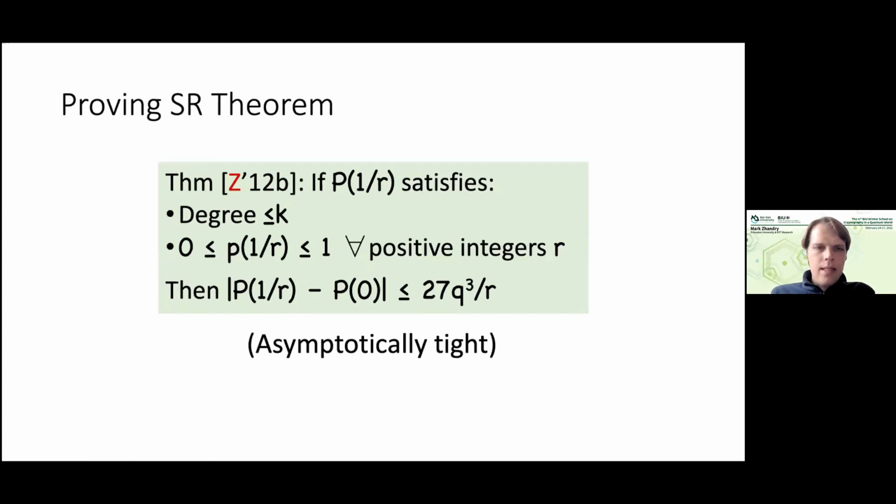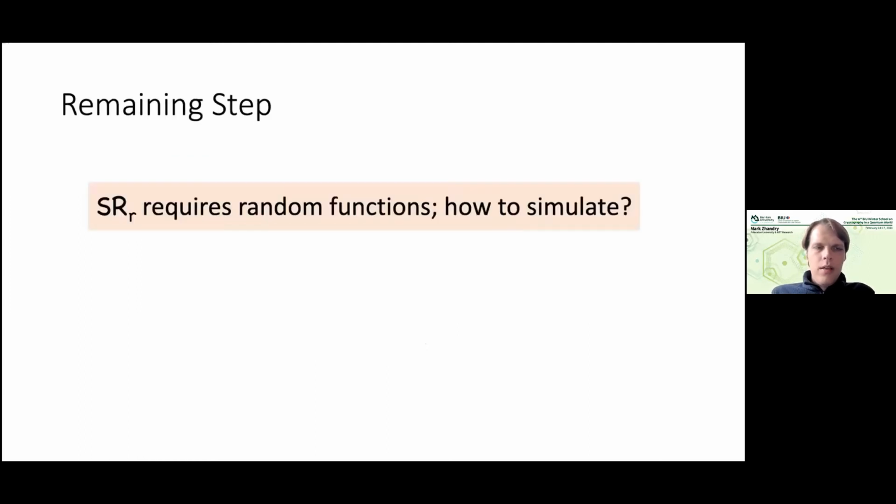There's one remaining step, which is that the small range distribution actually required random functions, right? This function mapping the inputs to a random index is a random function on an exponentially sized domain, which means just even writing down the random function takes exponential space and exponential time to evaluate. So the question is, how do we simulate these efficiently?